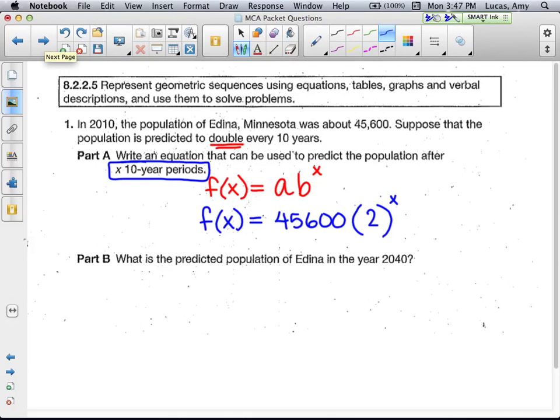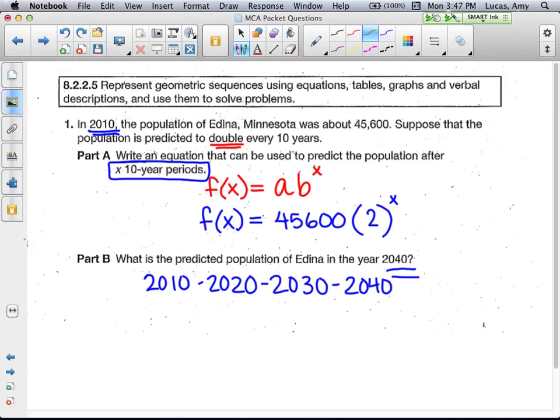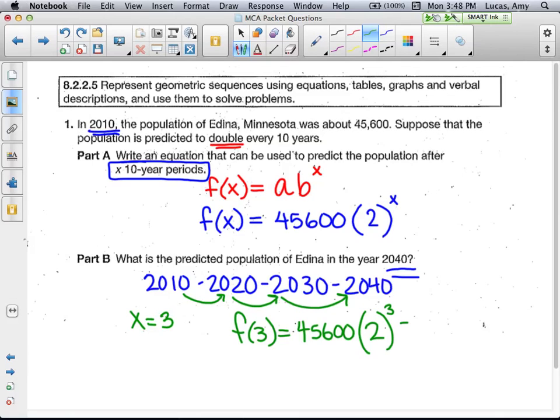So, for part B, the population in 2040, well, if this was 2010, then I would have 2020, because we're going by 10-year periods, 2030, and 2040. So what number am I going to use for x? How many 10-year periods have we gone through? So this would be 1 10-year period, 2, 3. So that means x equals 3. So f of 3 equals 45,600 times 2 to the third power.